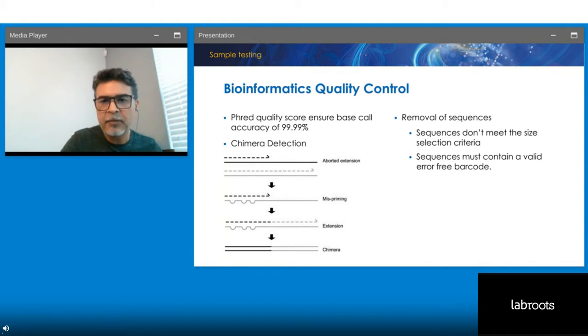Also, sequences that don't meet the size selection criteria, those fragments of DNA that don't meet the criteria for the sequencer, or are smaller than what is expected, can be removed from the analytical step of the sequencer. Also, any sequence that has an error, not only in the fragment of the gene that was sequenced, but also in the adapters that were attached during the specimen processing, or even in the barcoding, those are also removed.